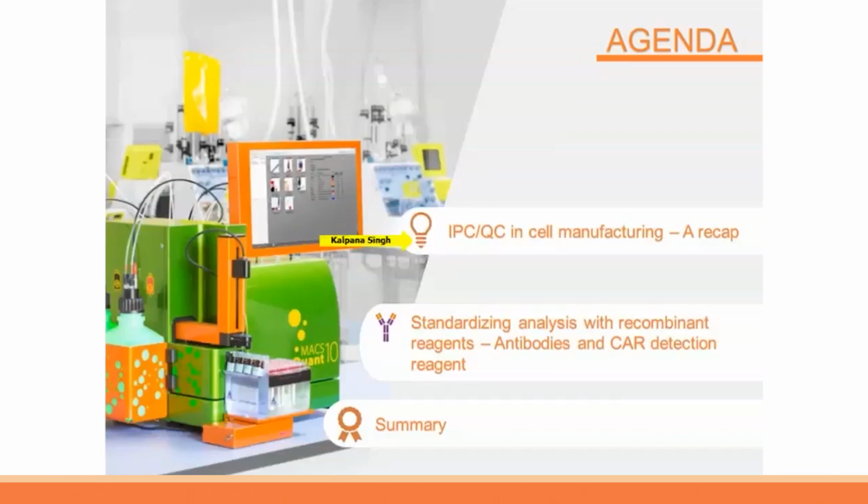We'll have a brief look at the cell manufacturing process as such and various in-process control and quality control assays that are used to monitor the quality of the cell product. This will be followed by an in-depth look at how one can achieve higher standardization within the flow cytometry assay, which is an important in-process control assay during cell manufacturing, with the help of recombinant reagents. The focus will be distributed among the use of recombinant antibodies for monitoring different cellular parameters and monitoring the expression of the CAR on the CAR T cells, for example.